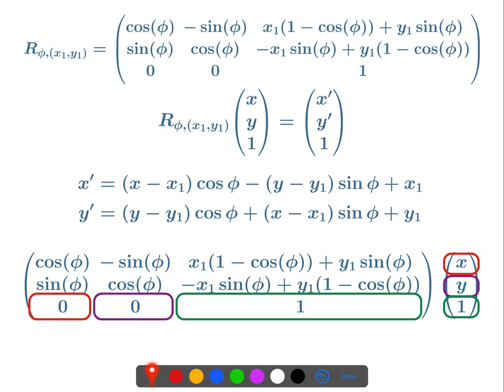So we've shown then that multiplying this matrix by xy1 gives us the x prime y prime 1. And so the matrix is doing what we want. It's doing the rotation for us. If I take that rotation matrix and multiply by xy1, I'll get x prime y prime 1. And I can find out what the rotation of xy is then about the point x1, y1 by the angle phi.